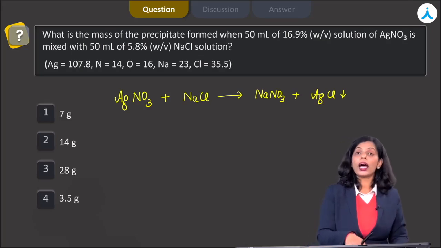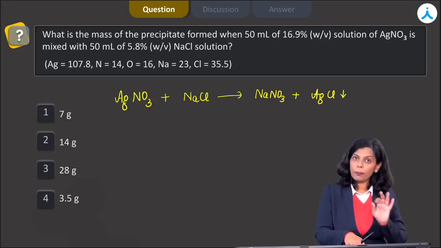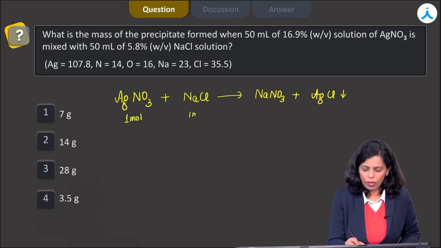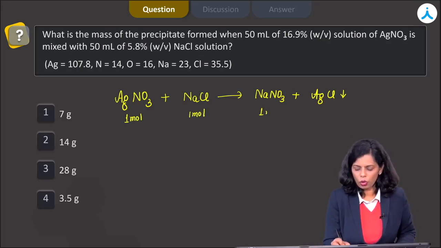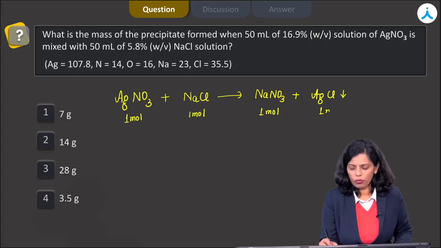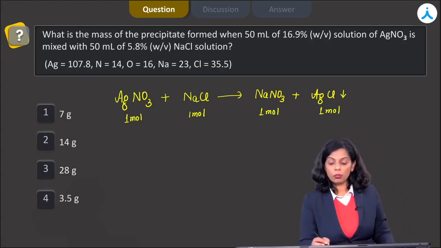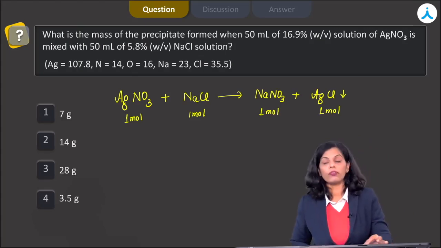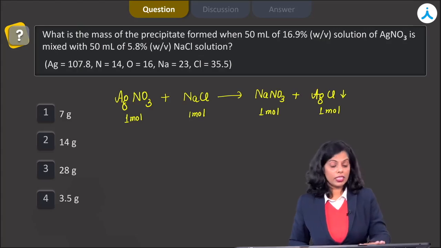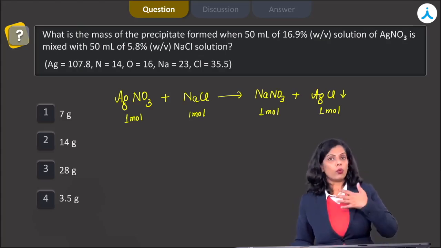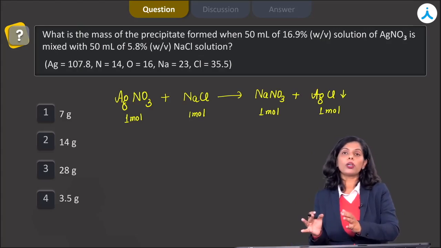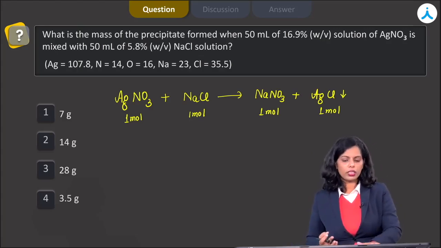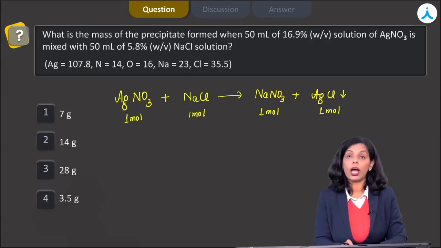Now, if you look at the given expression, you can simply conclude that if you are taking 1 mole of this, 1 mole of this, then 1 mole of NaNO3 and 1 mole of AgCl would be formed. It means the mole of the precipitate would be 1 if you are taking 1 mole of AgNO3 and 1 mole of NaCl. But in such a question, you need to know what the limiting reagent is, because the amount of the product depends on the amount of the limiting reagent taken. So in this question, they have provided you the amounts.